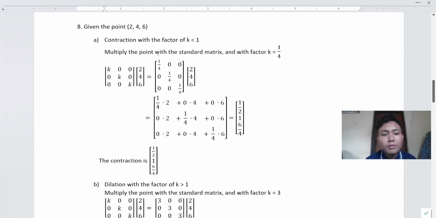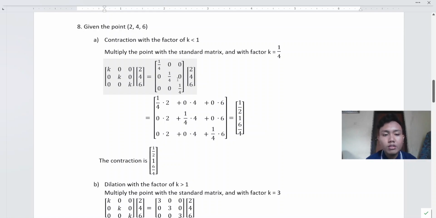So we can multiply the point with the standard matrix, with the factor of k. Because it is less than 1, for example, we use 1/4. So we can use the standard matrix form. We can replace the k with 1/4, and we get this form of standard matrix.